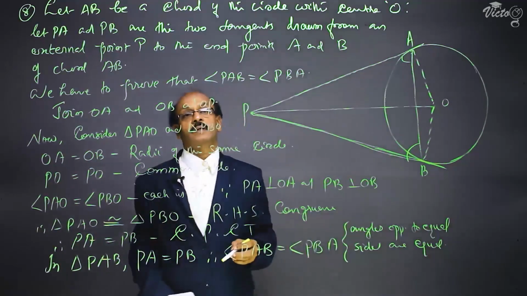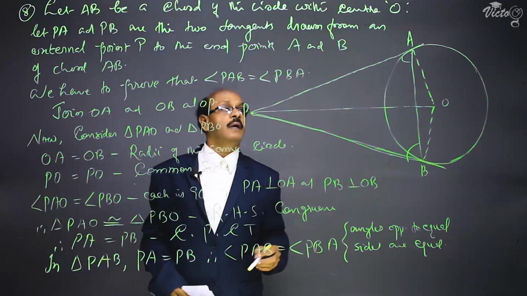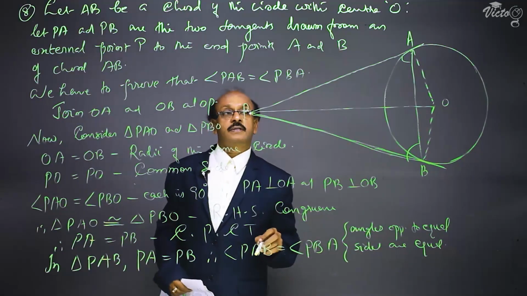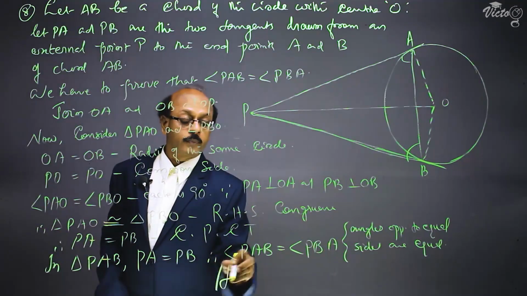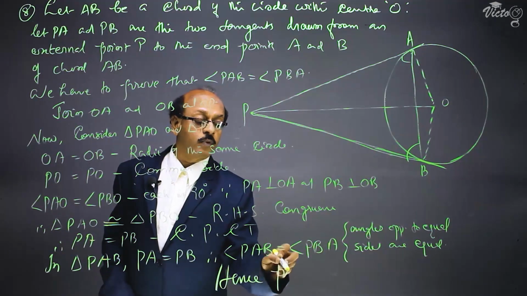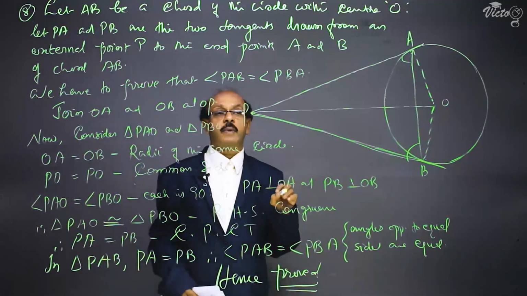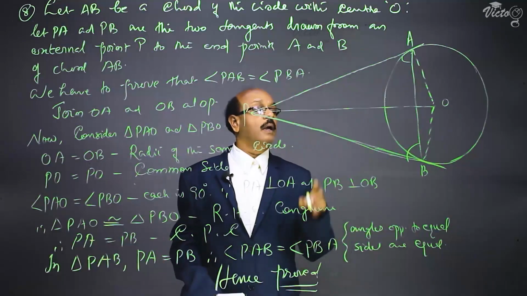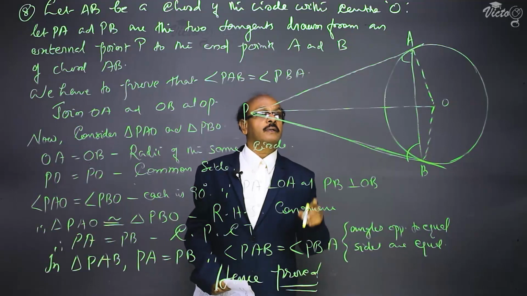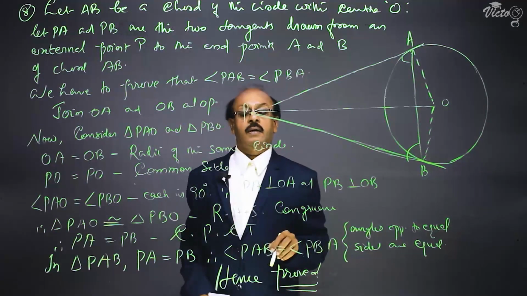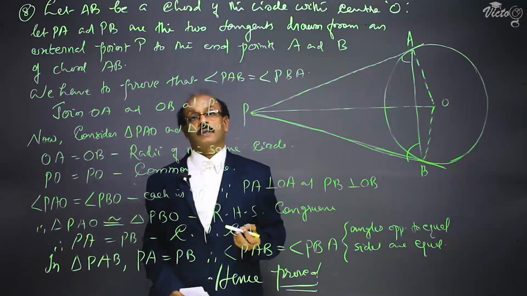Hence, we proved the result that the tangent makes equal angles with the chord. That is, angle PAB is equal to PBA. Hence, proved. Here, angle PAB is the angle formed by the tangent and the chord AB, and PBA is the angle formed by the tangent PB and the chord AB. That means angle PAB is equal to PBA. Hence, we proved the result.